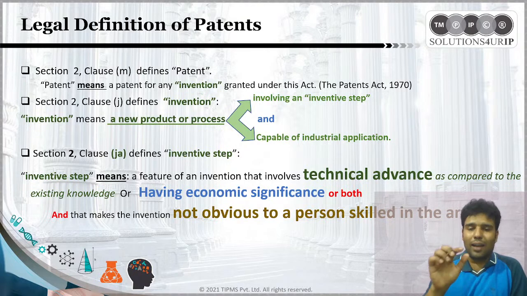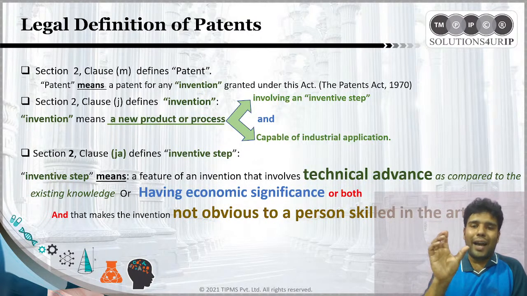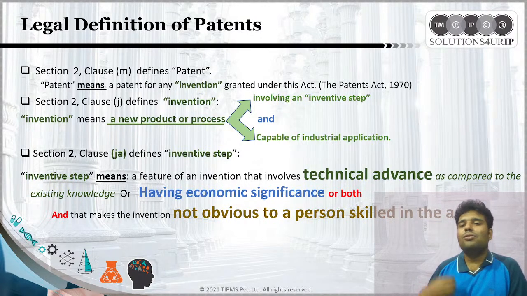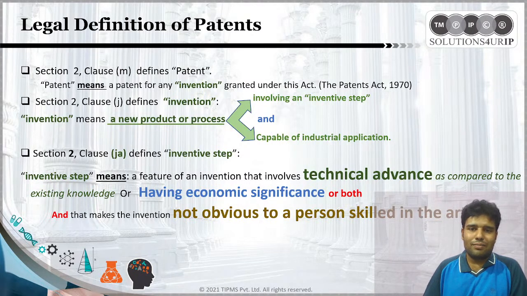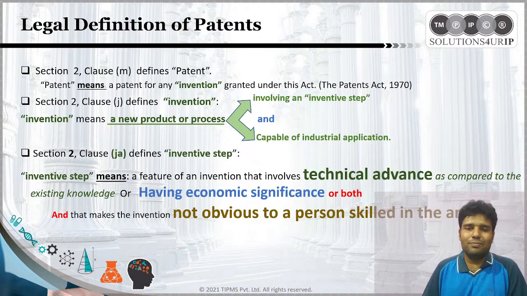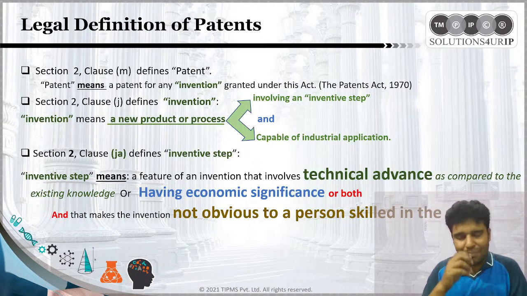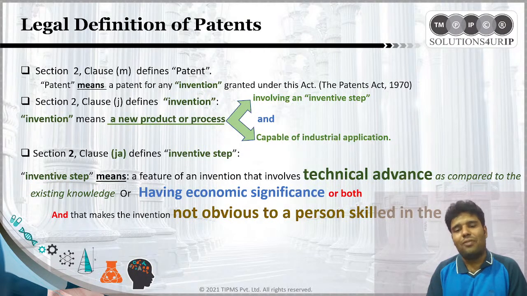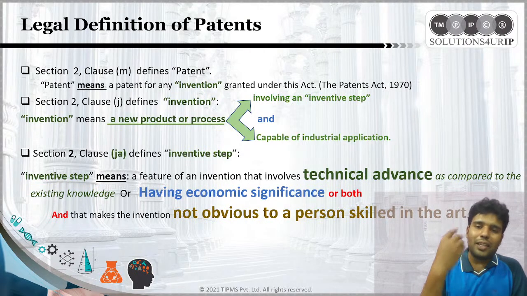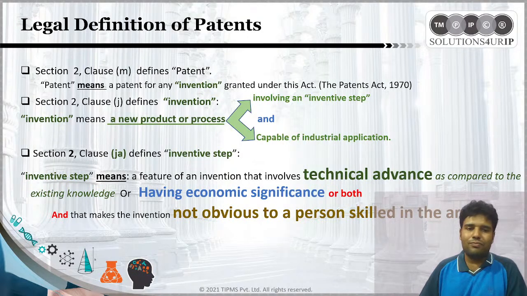Inventive step, under inverted commas, means invention having either technical advance or economic significance and not obvious to the person skilled in the art. That is the simplest and correct definition of inventive step, if you cannot exactly replicate what is written here.